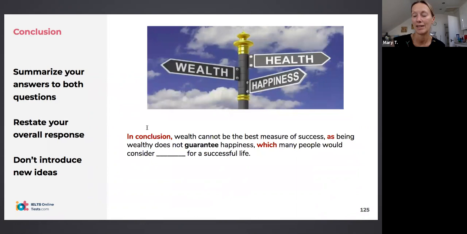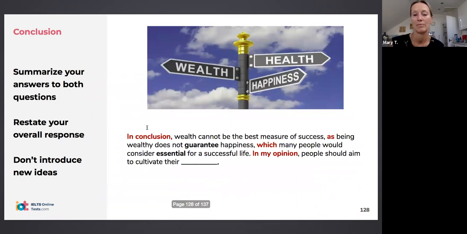So here you need an adjective. Vital, yes, that's a good one. Any other words? Essential, good, that was the word I was looking for, Ricardo. Which many people would consider essential for a successful life. In my opinion, so then you're giving your opinion, you're restating your overall response. People should aim to cultivate their, okay, and this is giving the examples now.